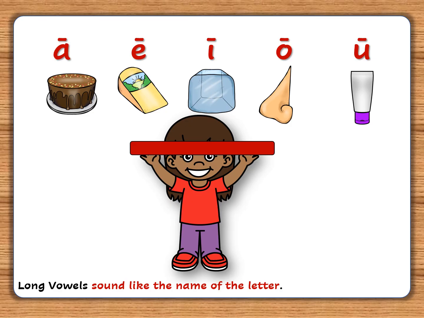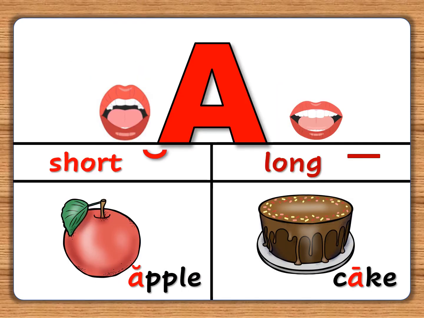Now let's look at short and long vowels together. So the letter A: the short sound A as in apple, the long sound A as inside the word cake. All right, so we have apple, A, short, so we put the short symbol, and the long sound A, cake, and over the A we have the long line.